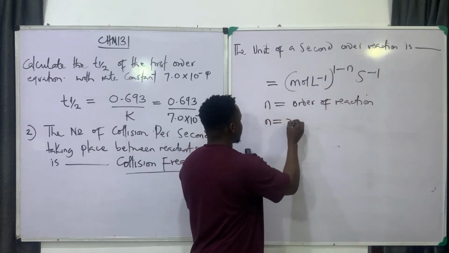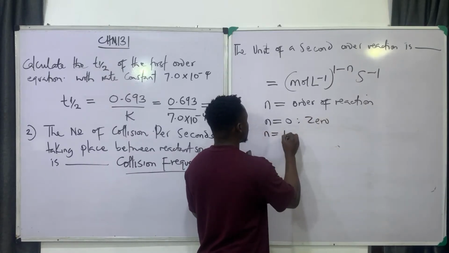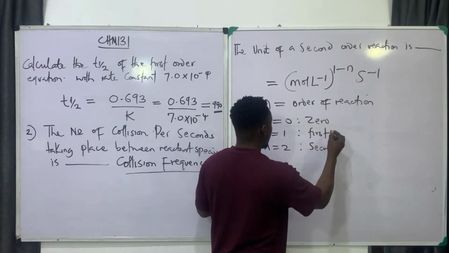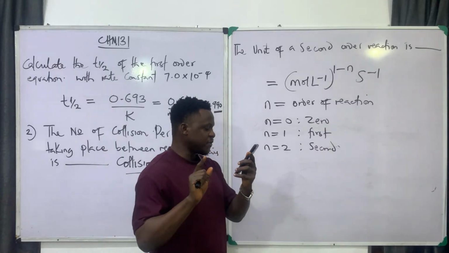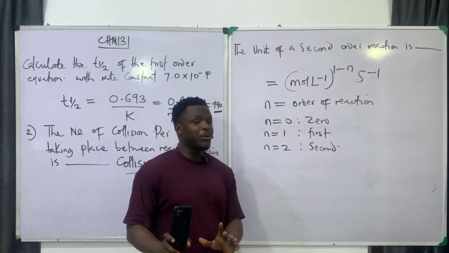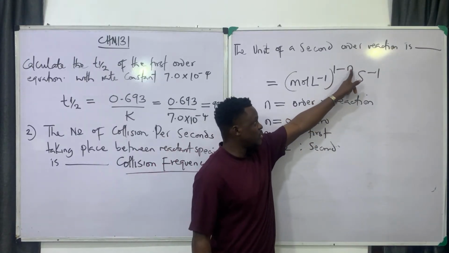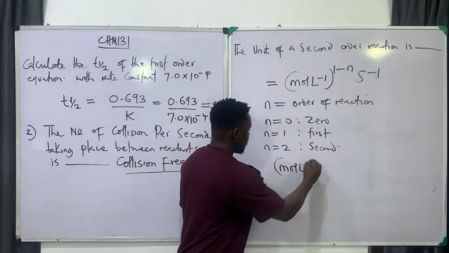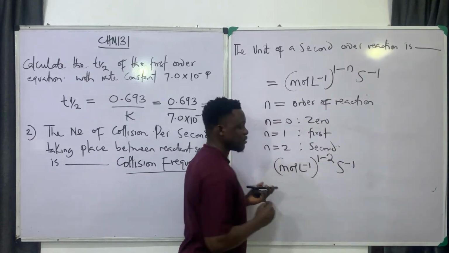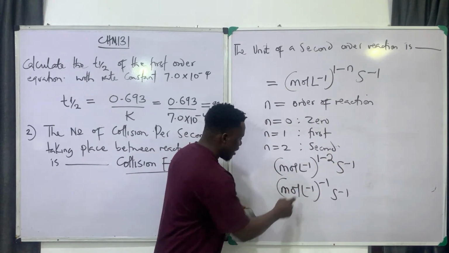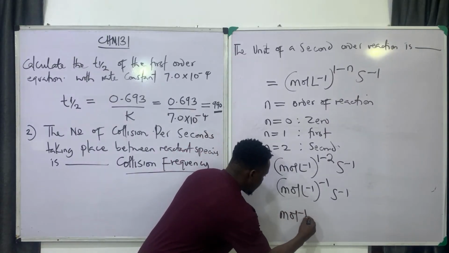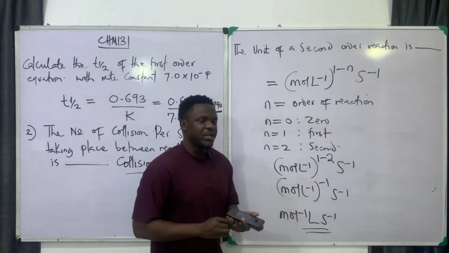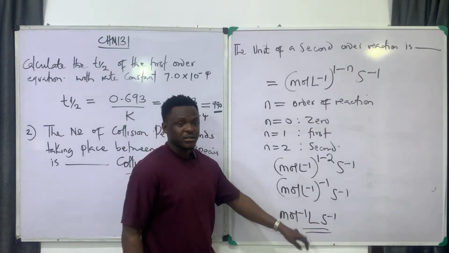So if n equals 0, that is zero order. If n equals 1, that is first order. If n equals 2, that is second order. Now the question said the unit of second order reaction is given to us as that. So what you're simply going to do is anywhere you see n, you put 2 here. So this becomes mole per liter to the power of 1 minus 2 per second. Expand these brackets. Now this is having mole to the power of 1 minus 2, so this is going to be per mole. So this is the unit of a second order rate constant.